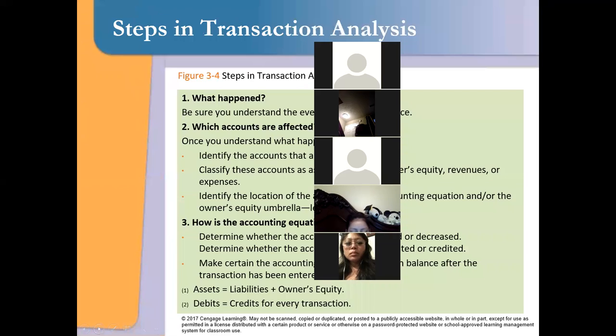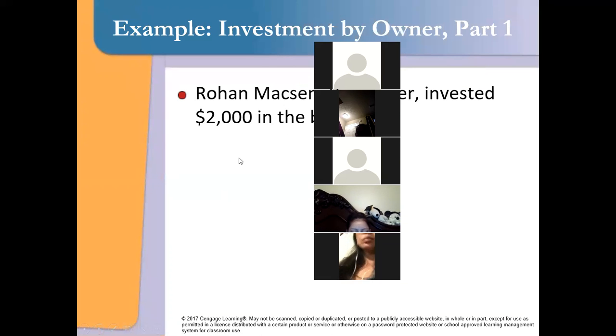All right, I want to go through some transactions here, and I want you to walk me through them. I want you to tell me what should happen here before I give away the answer, all right? So we have a transaction here. What happened in this transaction? Rohan Maxon, the owner, invested $2,000 in the business. So what actually happened in this transaction?